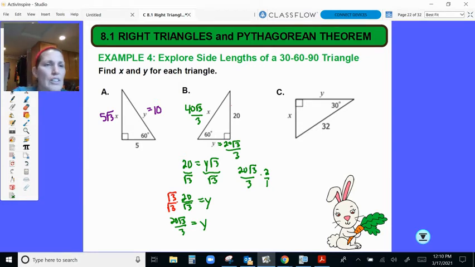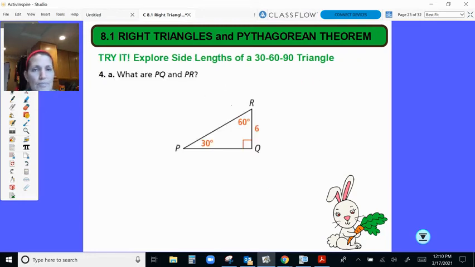Okay, so let's look at this other one now. We have our hypotenuse now. So if our hypotenuse is 32, that's double what this is. So this is going to be half of that, which is going to be 16. And our long side is going to be that short side, 16 times the square root of 3. Okay, and those are our ratios of our special right triangles. So you might want to go ahead and do this one on your own and see how you do.